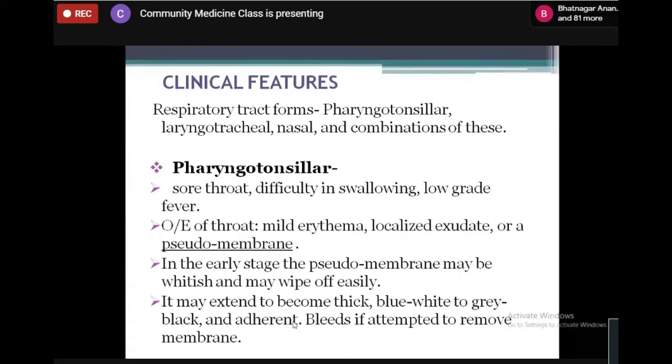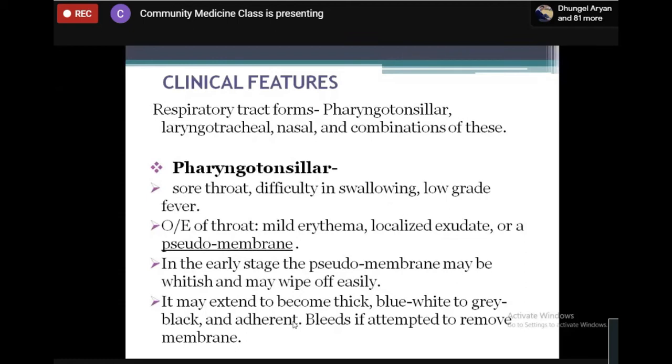In pharyngitis and tonsillitis, if you ask your friend to open his or her mouth, you will see that the pharyngeal wall and tonsil are all congested, red, with erythema, because of dilatation of the superficial capillaries. That part will look red. You will see mild erythema, congestion, localized exudate, a little pus, or a pseudomembrane.